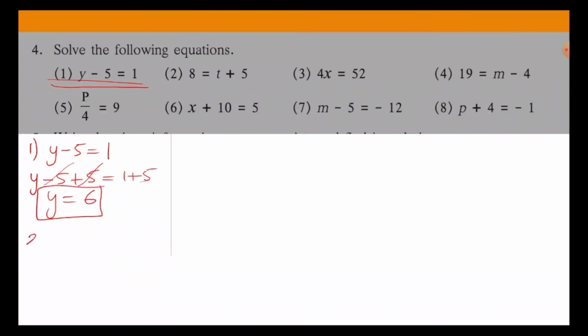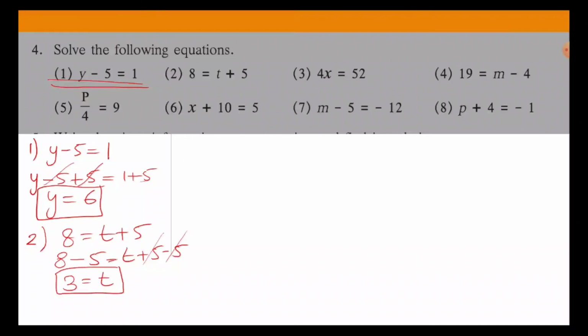Okay, let's do the second one. 8 is equal to t plus 5. Okay, so we will be subtracting 5, because here it is added, so here we will subtract and here also. This will get cancelled and 8 minus 5 will be 3. So t is equal to 3 will be your answer.